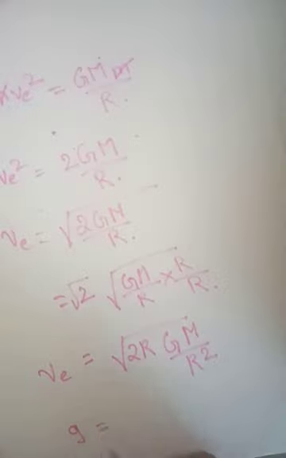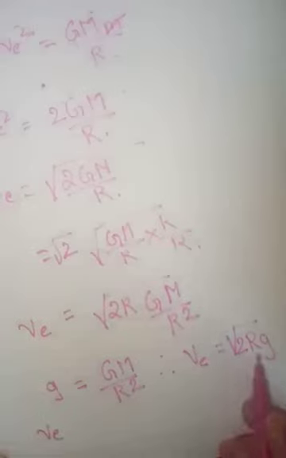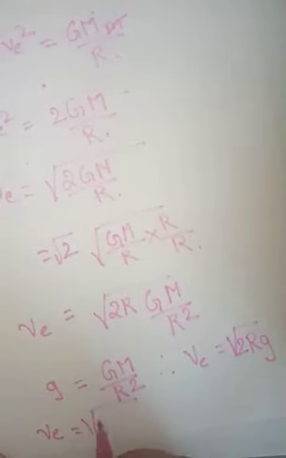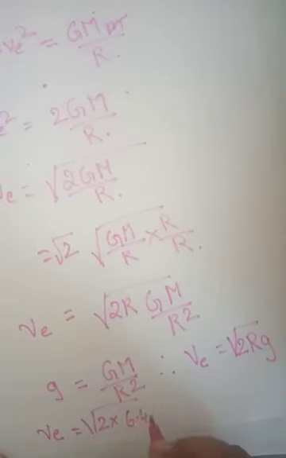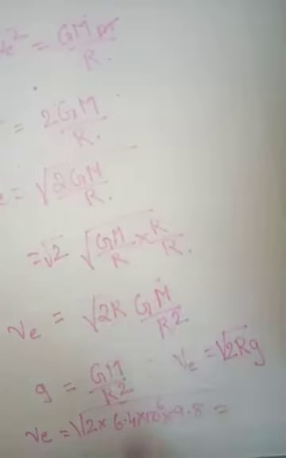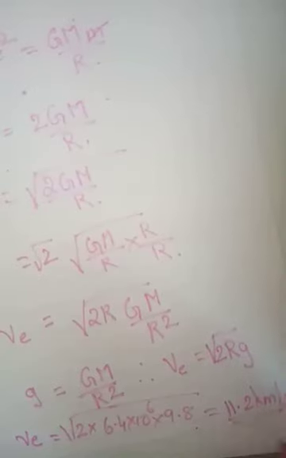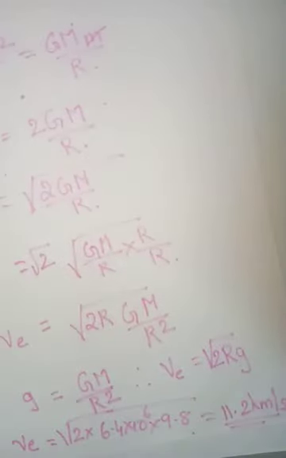Small g is equivalent to GM upon r squared. Therefore, V_E becomes the square root of 2rg. We know the values of r and g, so that is the square root of 2 into 6.4 into 10 raised to 6 into 9.8. When we solve this, we get 11.2 kilometers per second. So the escape velocity of the earth is 11.2 kilometers per second.